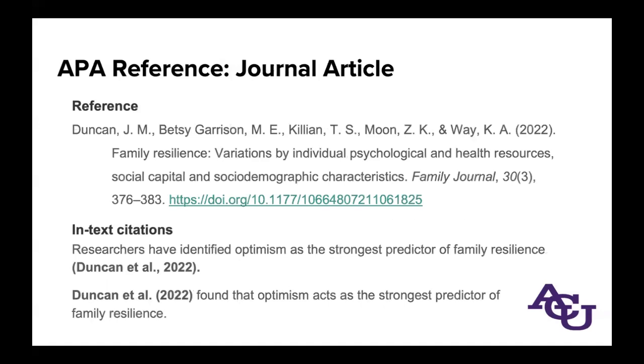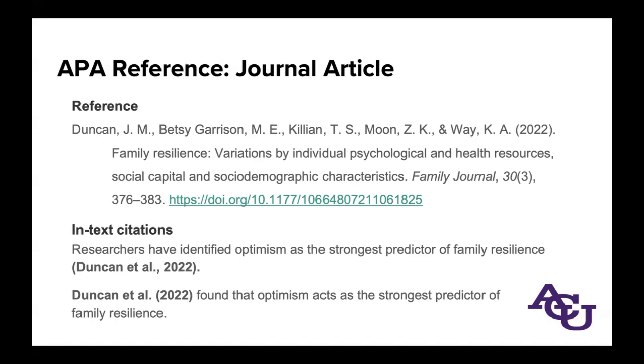Some of your other sources for the week are journal articles. So we're going to look at the format for a journal article using one of your articles as a model. The article that we're using as a model is by Duncan and several other authors.